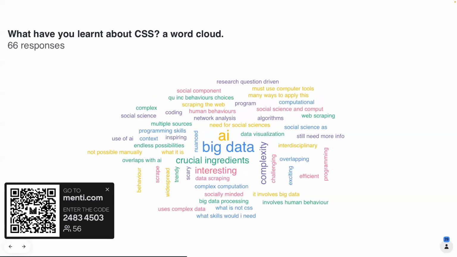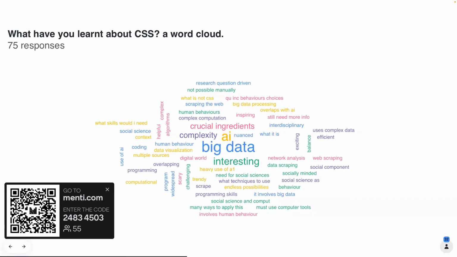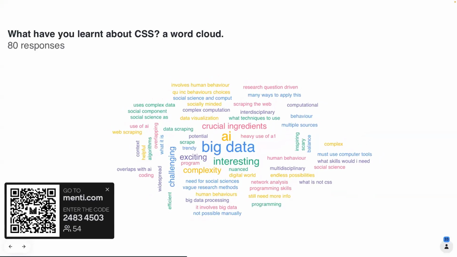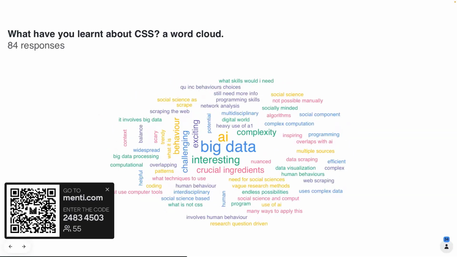So you're often working with quite big data. Interdisciplinary, yeah, for sure. You're often going to be straddling those different research fields. If you're going to be looking at something more computational, many ways to apply this. Definitely data scraping. Endless possibilities for sure. Crucial ingredients. Complexity is a popular one too.